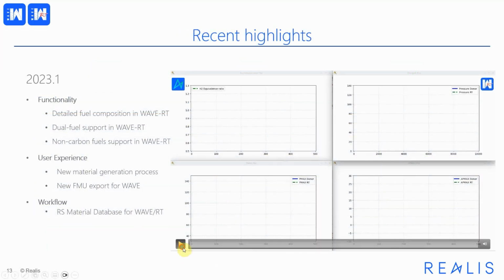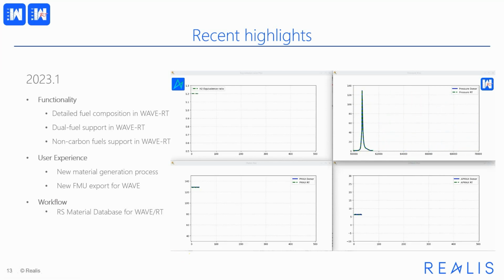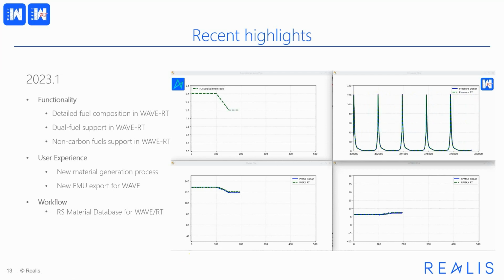Finally, let us have a brief look back at the key features in the past two releases which may be of interest to our customers. In 2023.1, the functionalities were detailed fuel compositions in WaveRT, dual fuel support in WaveRT, and non-carbon fuel support in WaveRT. The features that aim to improve user experience were new material generation process and new FMU export for Wave. Lastly, the workflow enablers include RS material database for WaveRT.